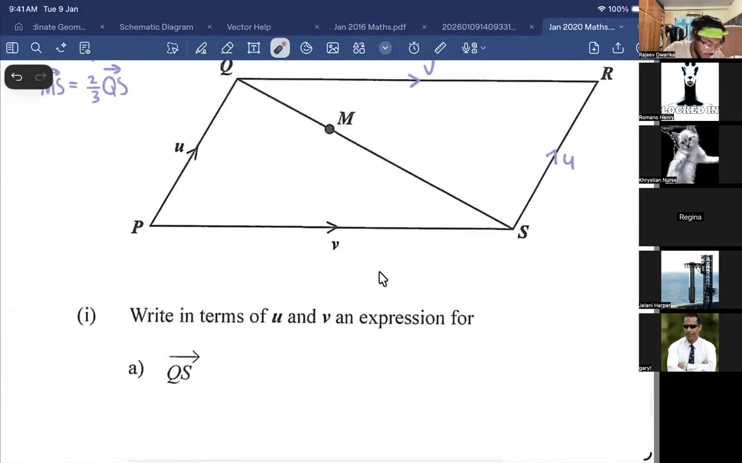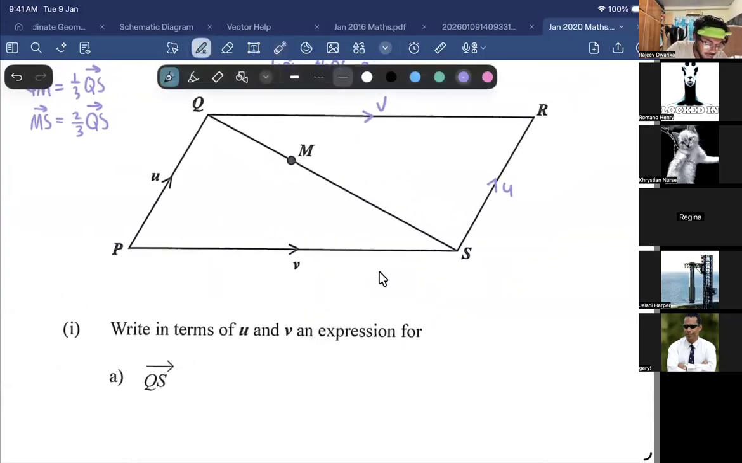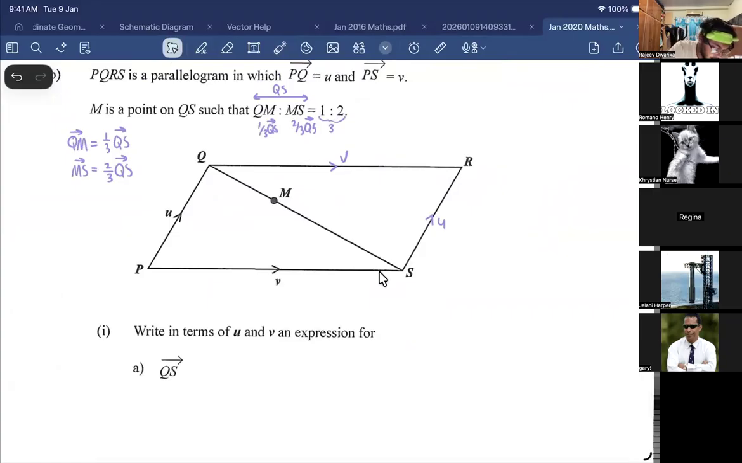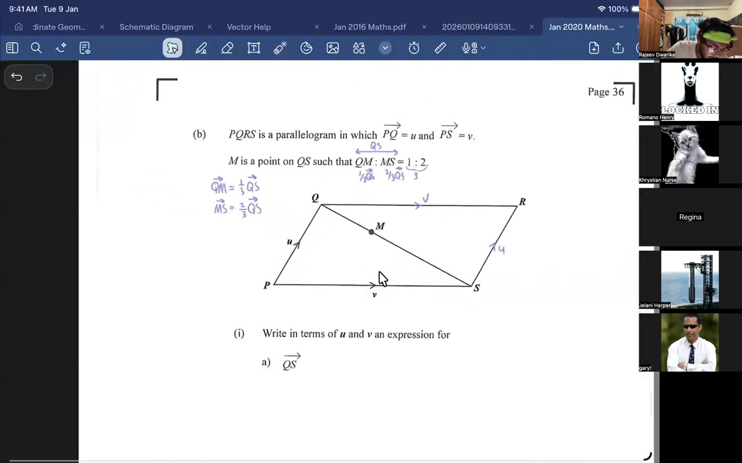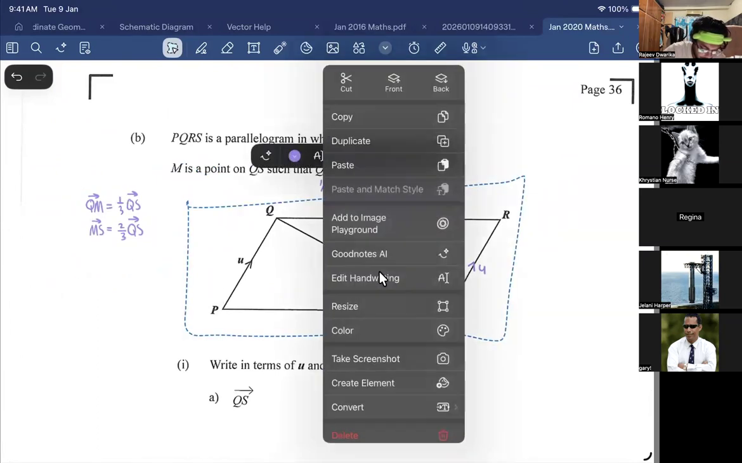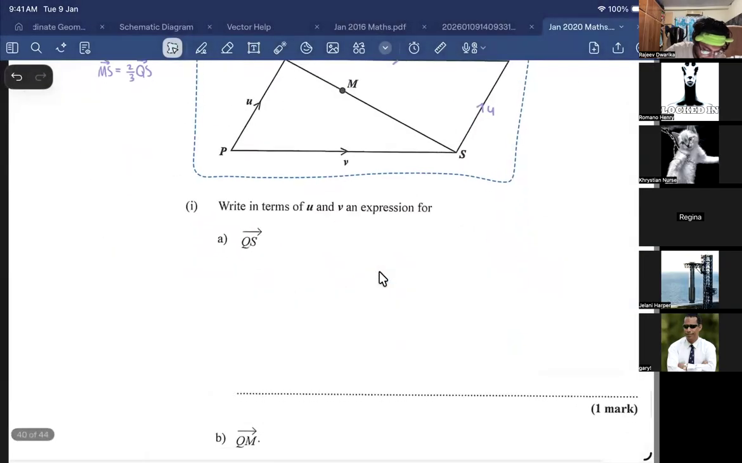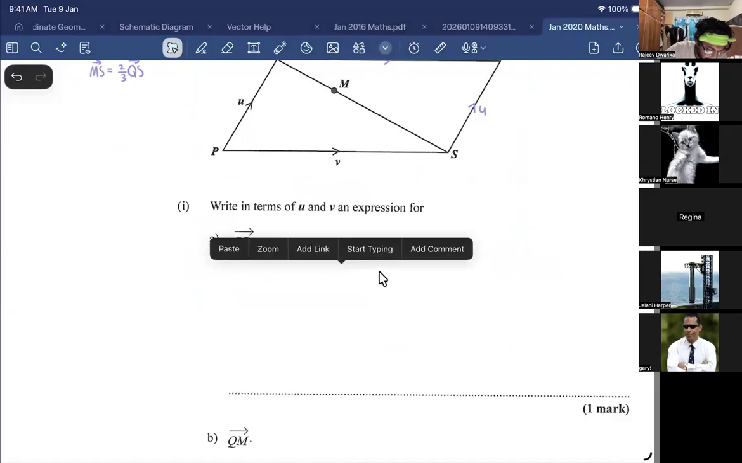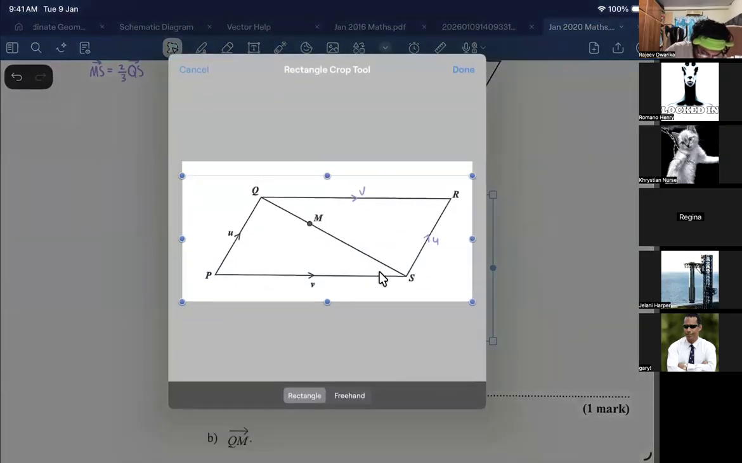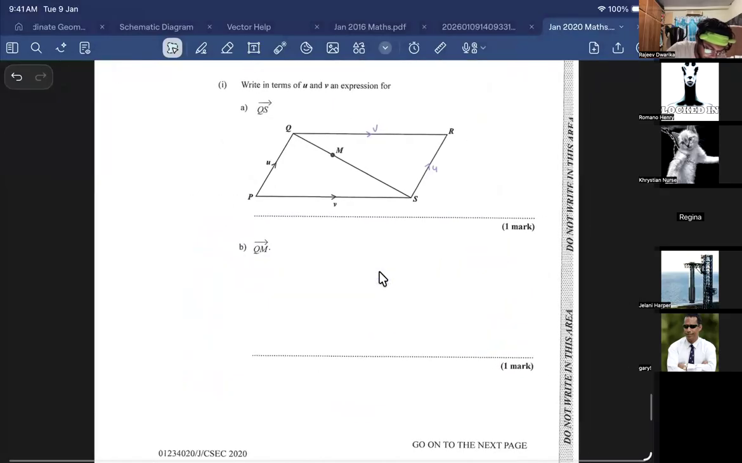Gary, let me continue. We want to find QS, so we want to go from Q to S. I should probably take a screenshot of this before the diagram gets very messy. The diagram is about to get very messy, so I'm breaking it up into parts. Hopefully I don't lose any of you.